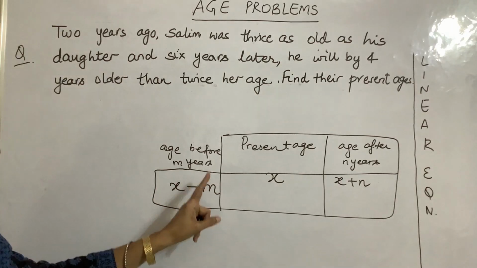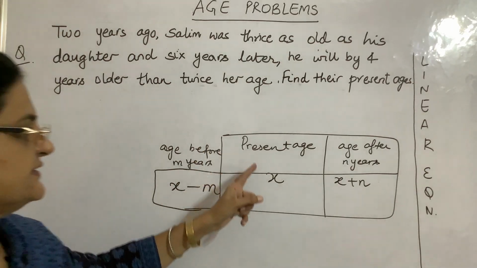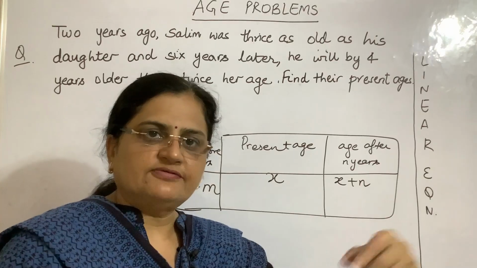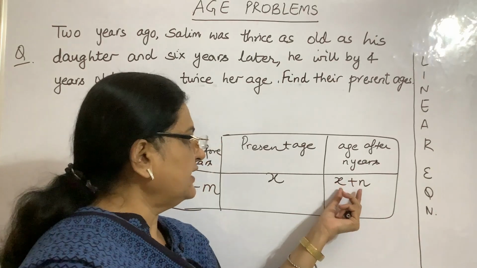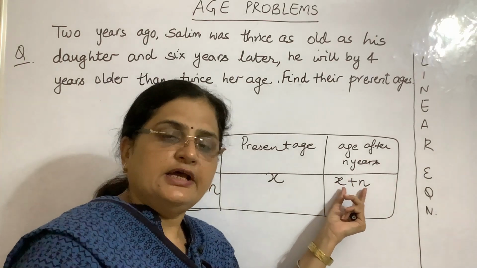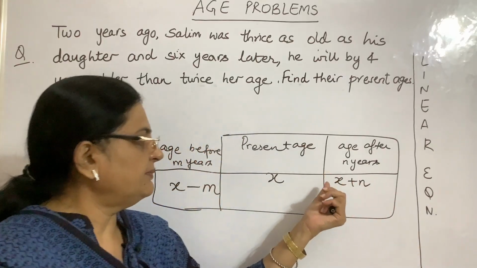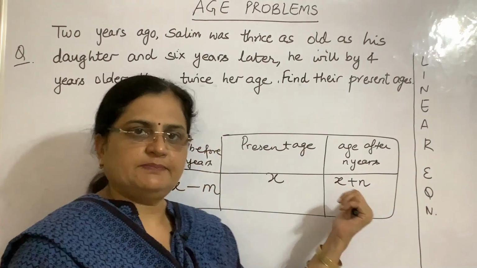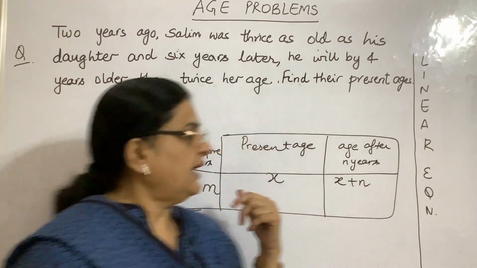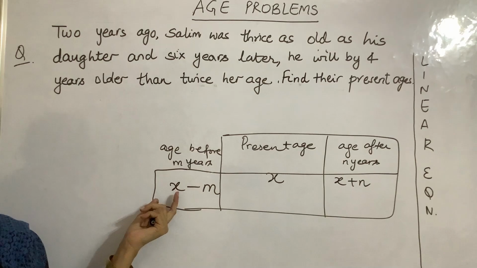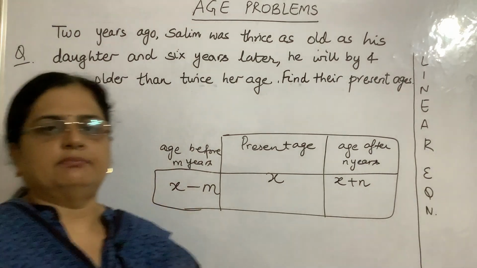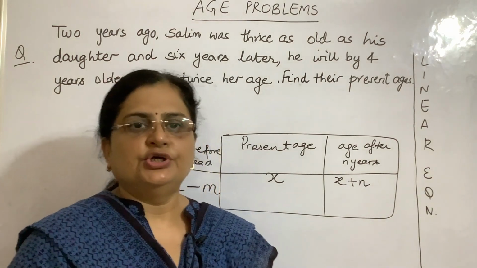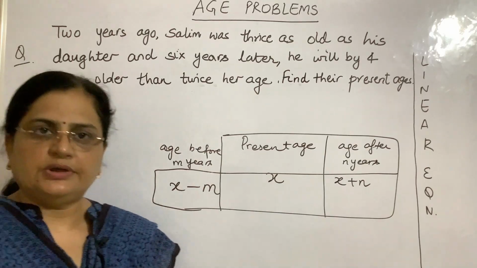This has to be understood very clearly: if the present age is x years, then after n years, the age will be x plus n. If it is after 3 years, it will be x plus 3. If it is after 7 years, it will be x plus 7 and so on. And before means you will have to subtract that number from the present age. So this is something which you have to learn.